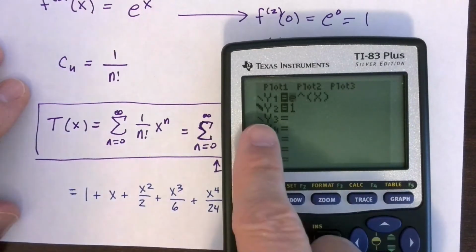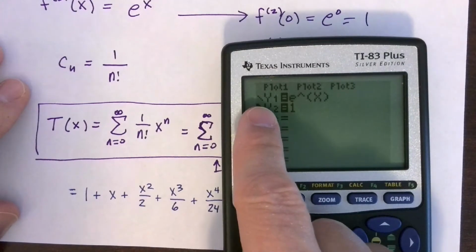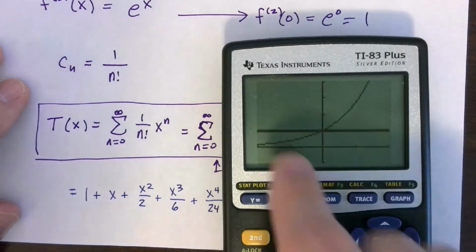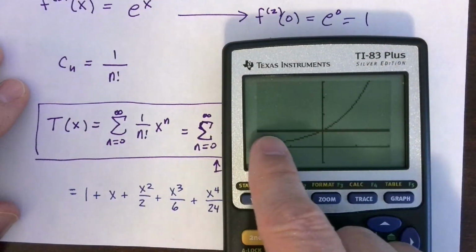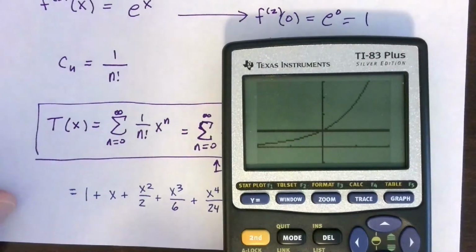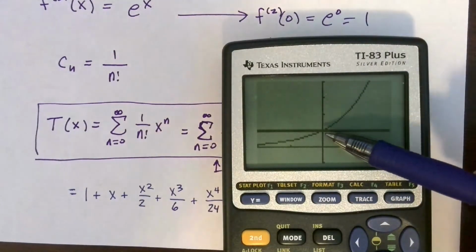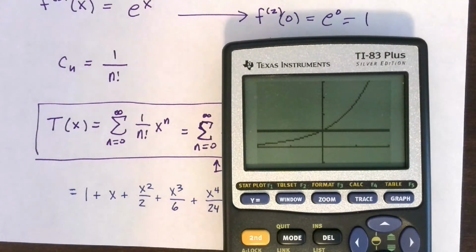And I'm going to graph the Maclaurin series as a solid or thick line, and the e to the x is a thin line. So when I look at the graph, here's e to the x. This is y equals 1, just 1. How good of an approximation do we have to the graph of e to the x? Pretty bad. The only thing we have is what? They share this point in common. That's not very good.